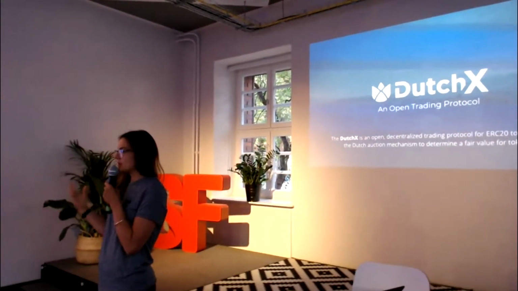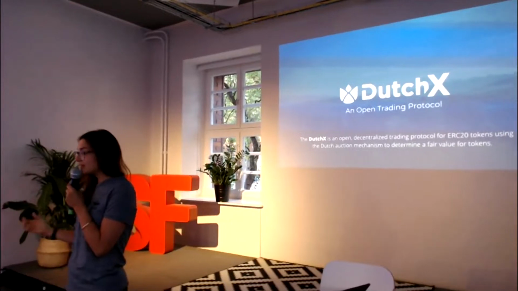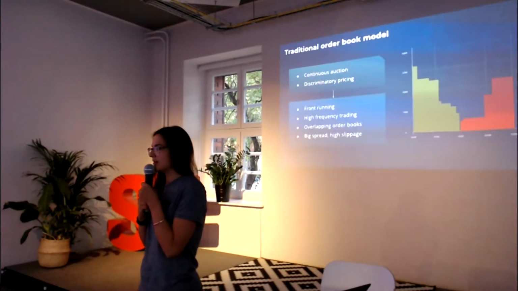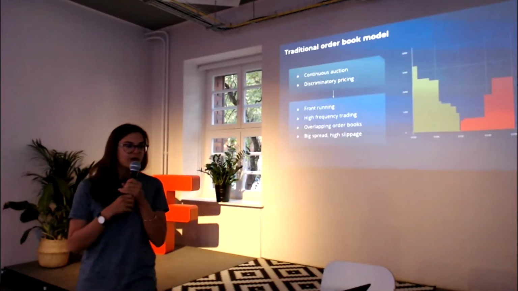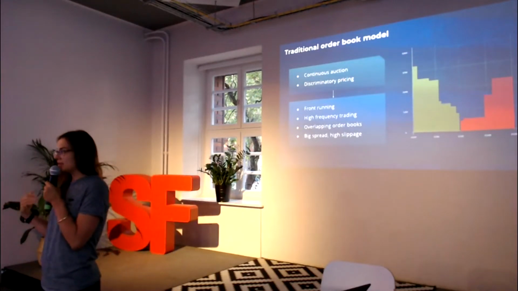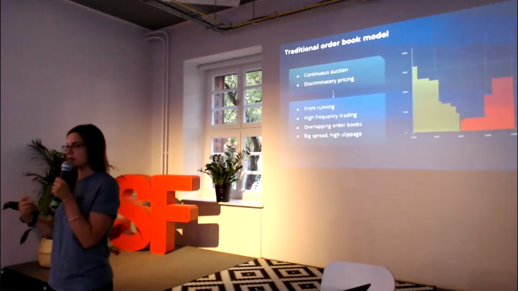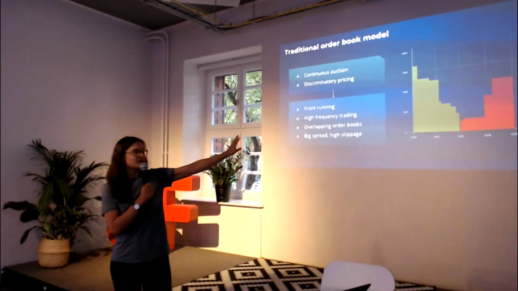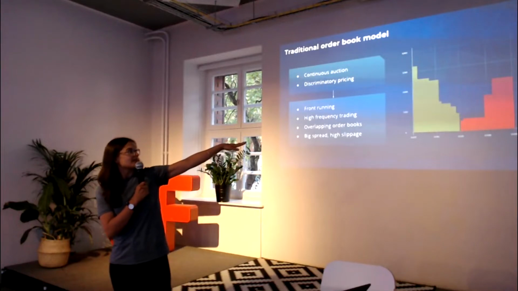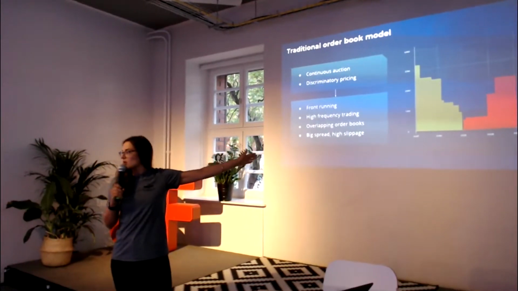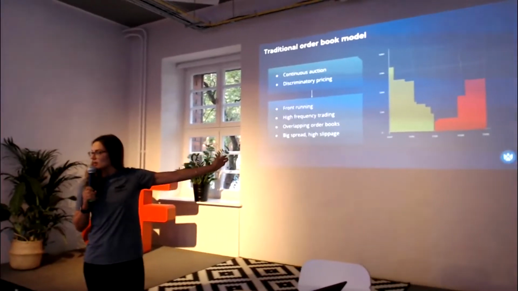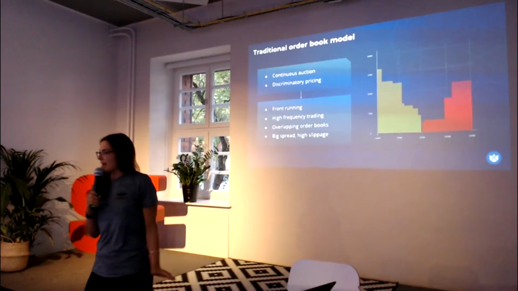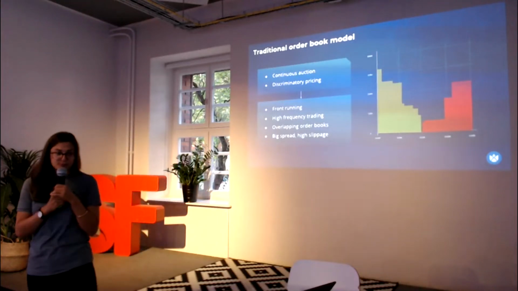If you look at traditional centralized and decentralized exchanges, they're traditionally arranged in the order book model. What you have in an order book model is more of a continuous auction, which leads to discriminatory pricing. So you can see here an order book with the bids and the asks, and you can either place a limit order into the order book or execute a market order, which would be at the best available price.